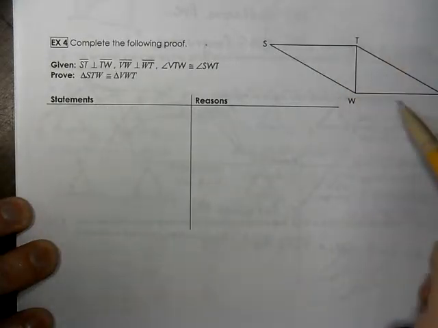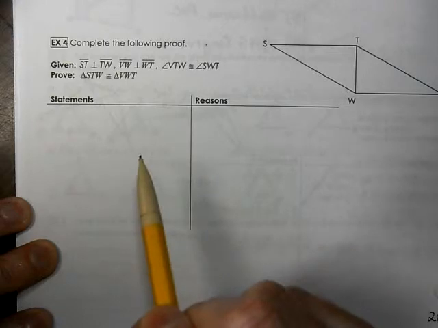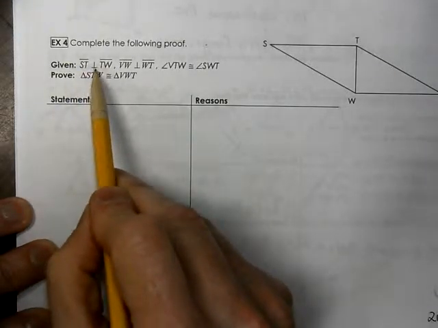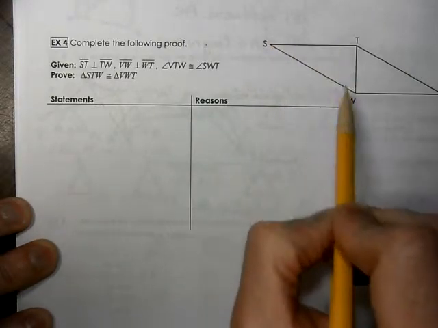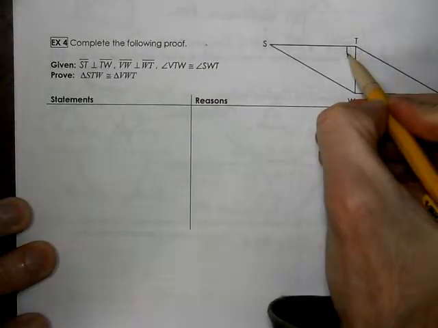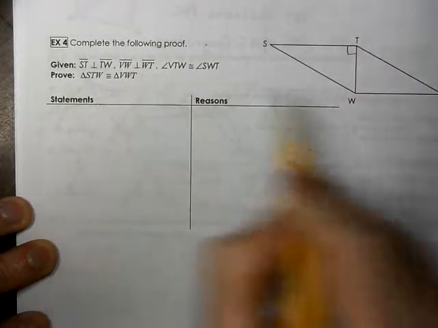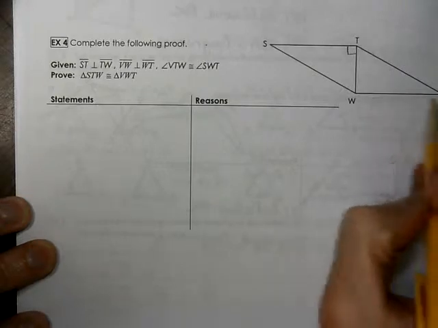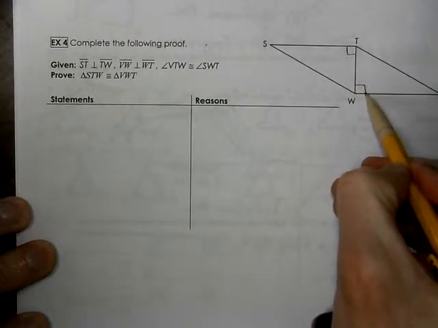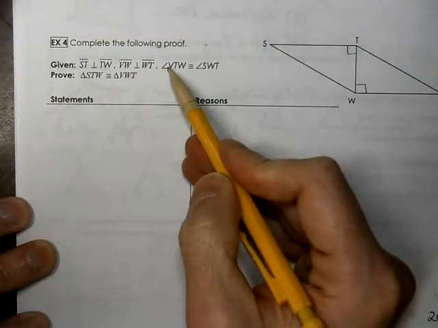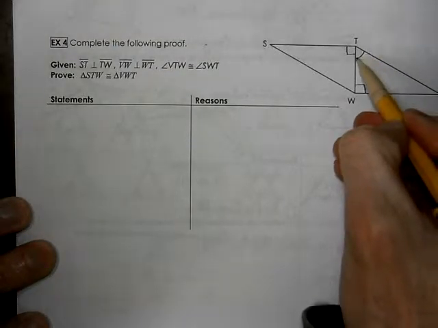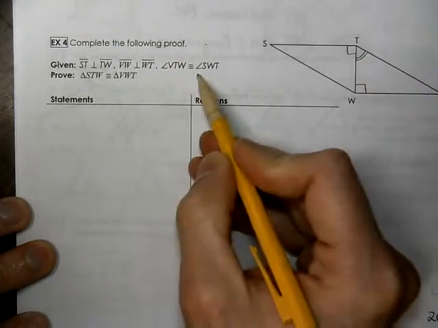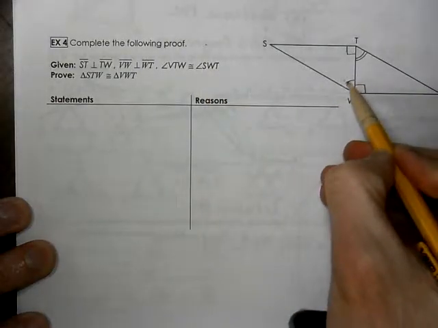Here's our last one. Looking at our picture, there's no marks on it, so we've got to take our given information and figure out what our marks might be. ST is perpendicular to TW. ST is right there. TW, they're perpendicular, so we can put a box in the corner. VW is perpendicular to WT. That's going to put a box in this corner. We also know that angle VTW, that's this one here, is congruent to SWT.